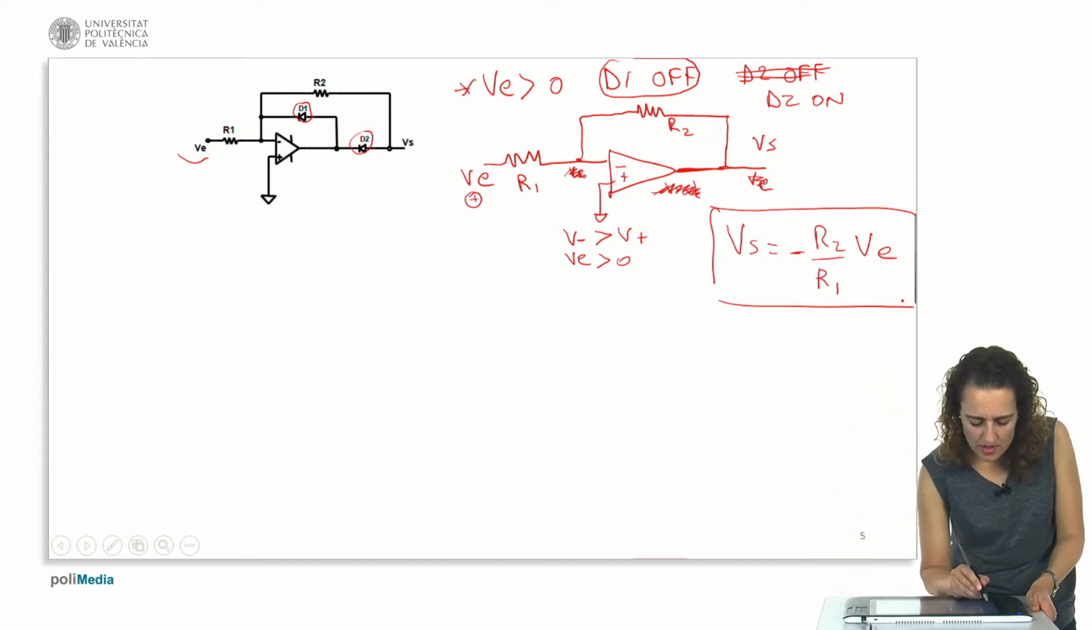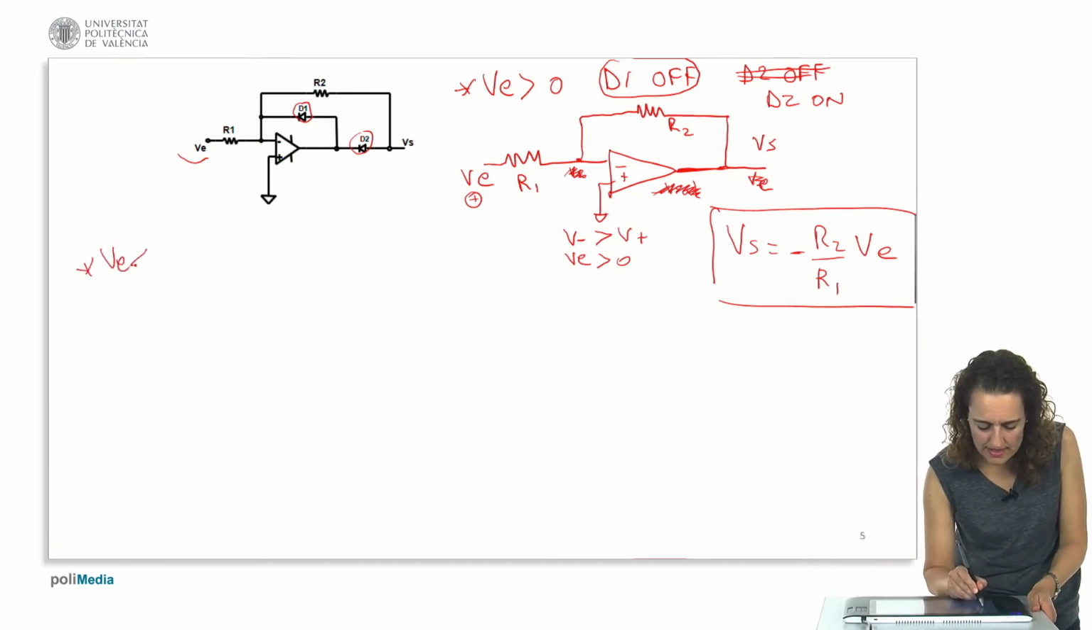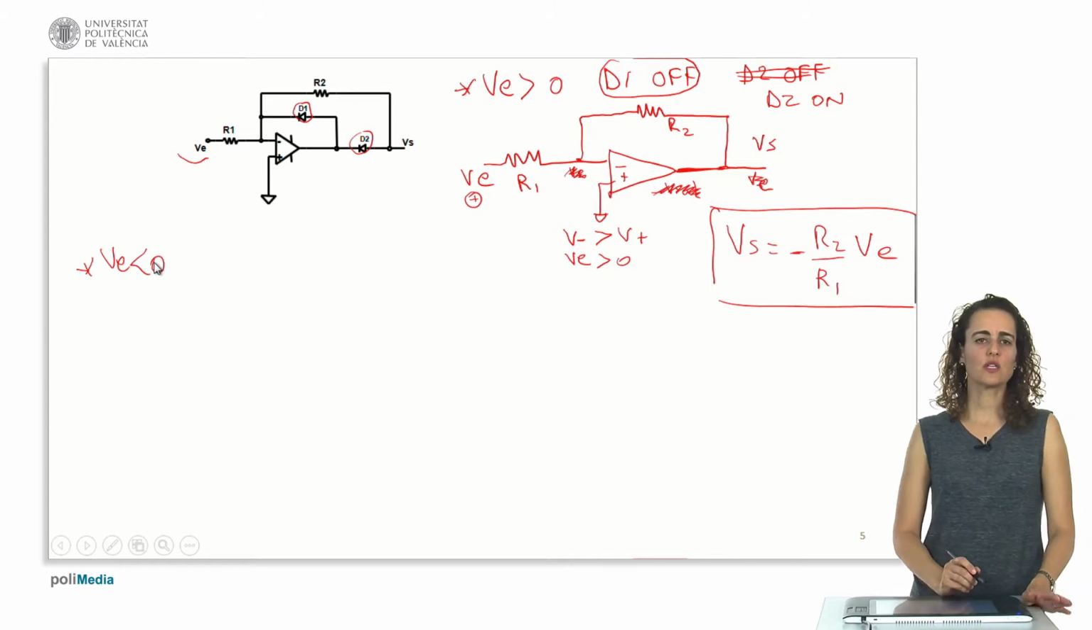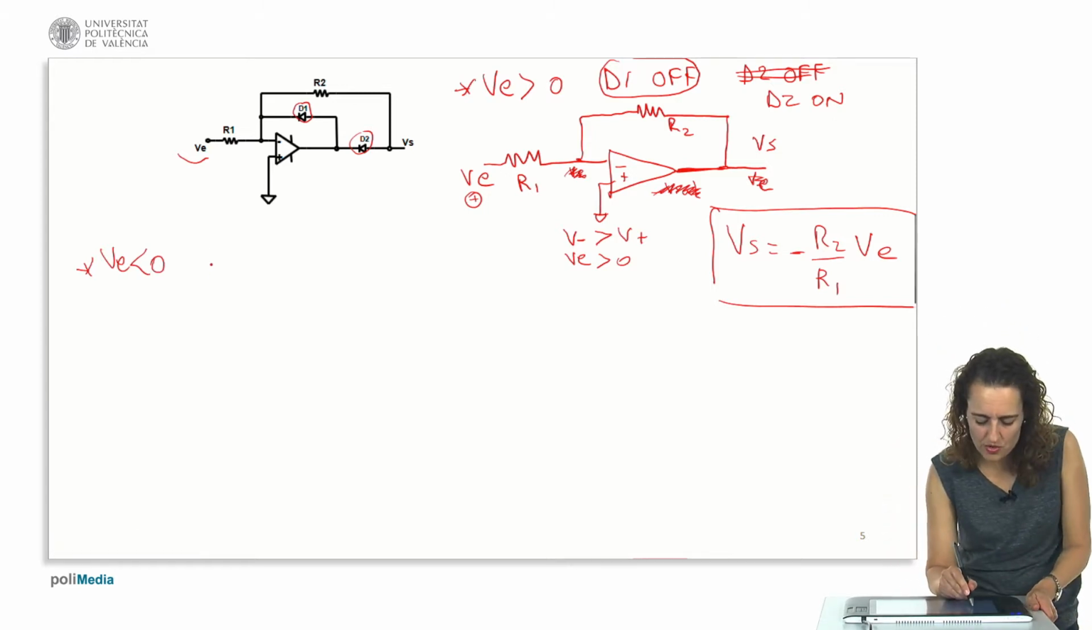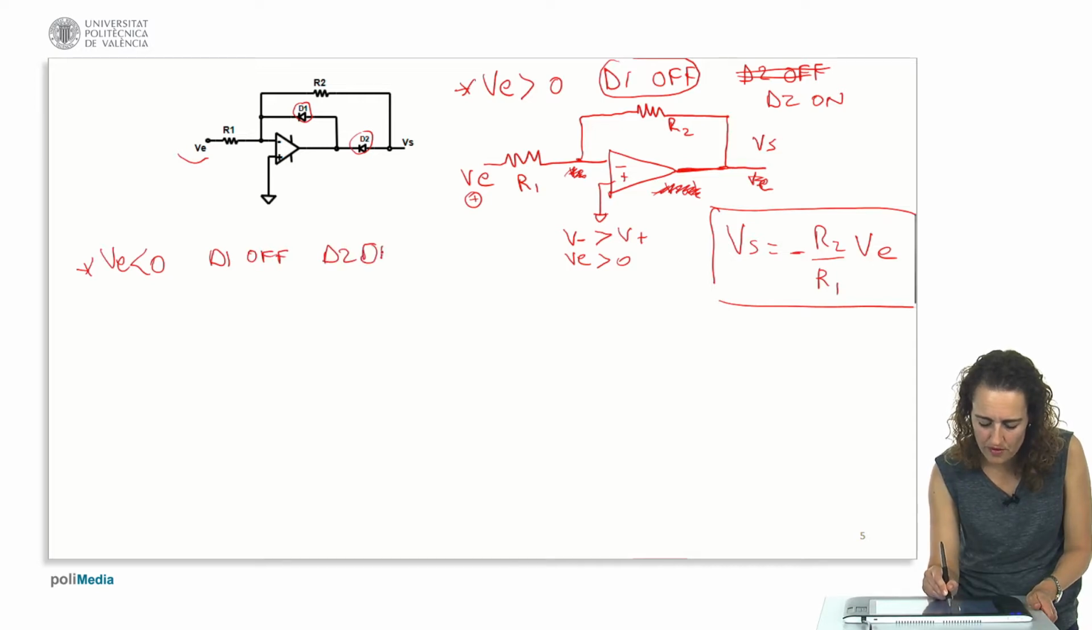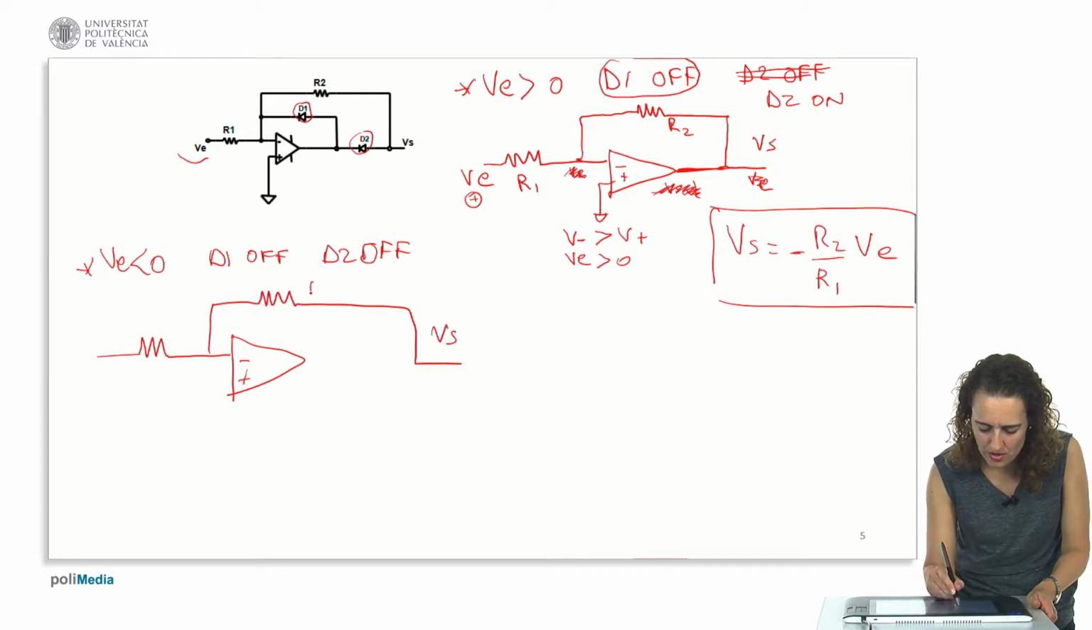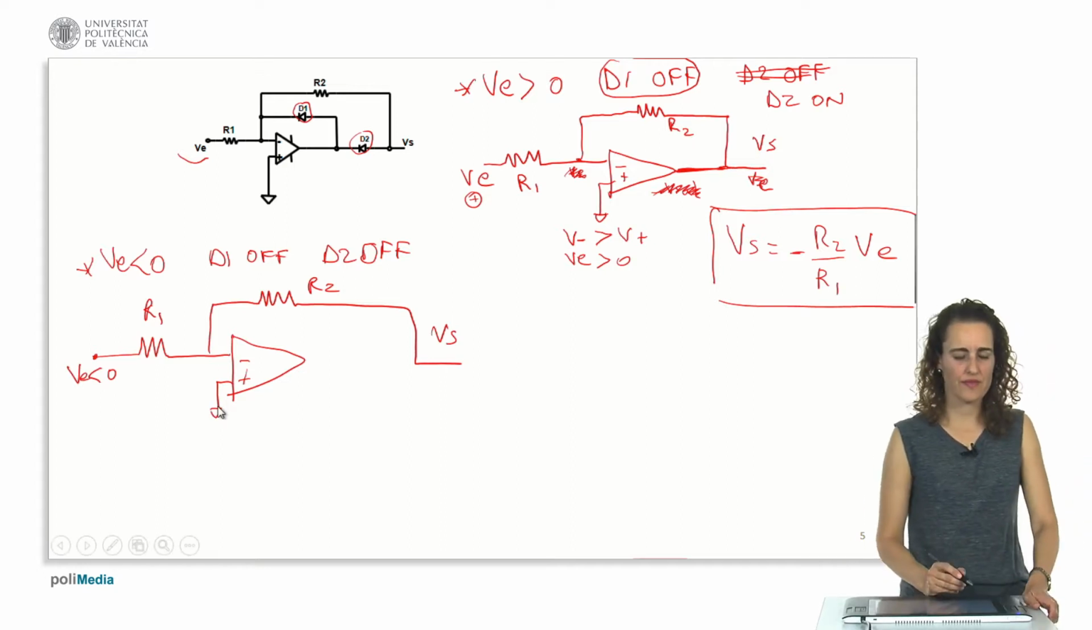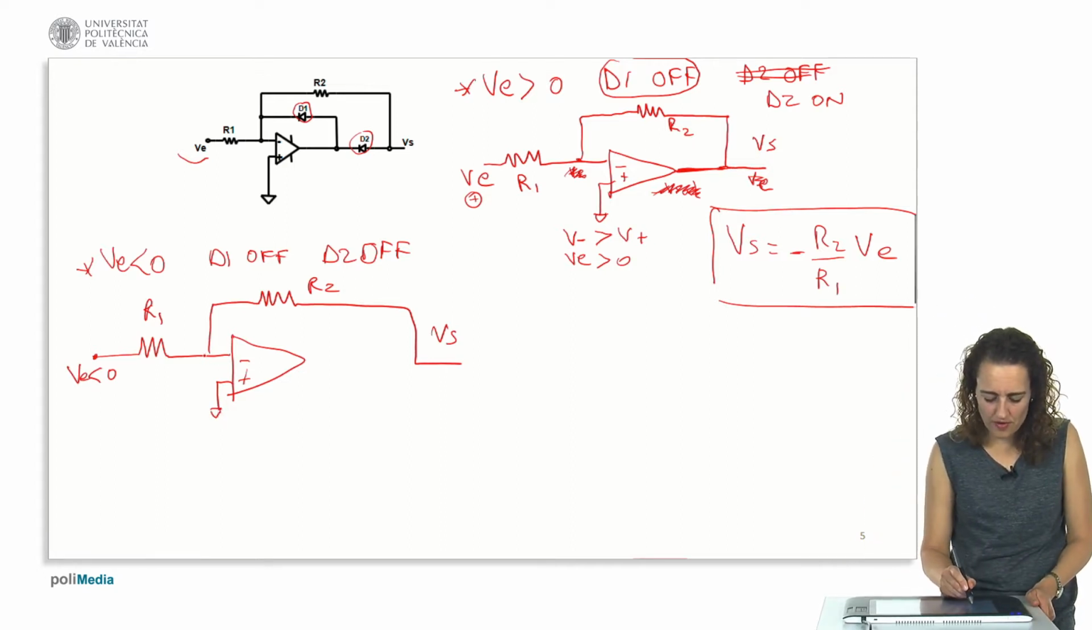What happens now if the voltage VE is negative? I'm going to start with the same supposition as before: diode 1 is off and diode 2 is also off. So the circuit I have would be the same as before, with no feedback at all. Here I have R2 and the output, R2 and R1, and here I have a negative voltage VE. What happens when I have this negative voltage here? Because no current flows, here I also have the negative voltage VE.